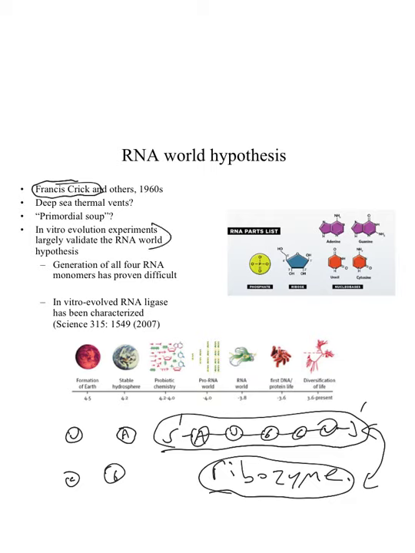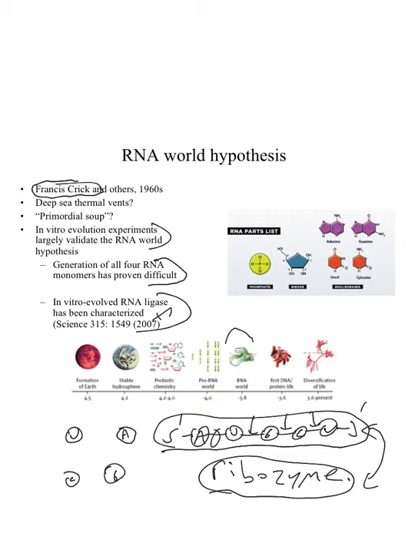Other in vitro evolution experiments have largely validated this idea. All 4 of the monomers of RNA have been difficult to produce in those in vitro evolution experiments, but give it time and maybe we'll see that happening. There has been the creation, in an in vitro evolution experiment, of an RNA ligase, which would be required, if you think about it, to link these monomers together into a polymer. So there's proof of principle from in vitro evolution experiments from as recently as 2007 that that is the case.